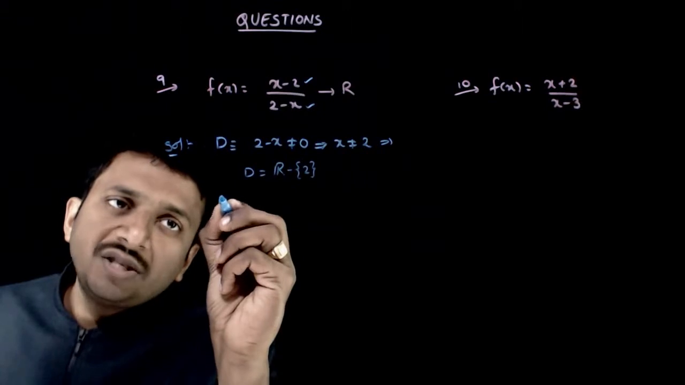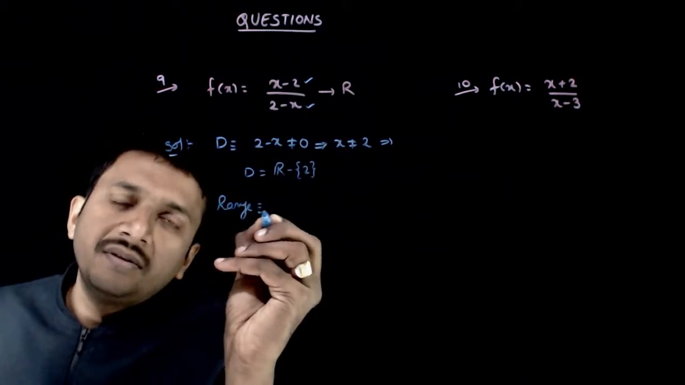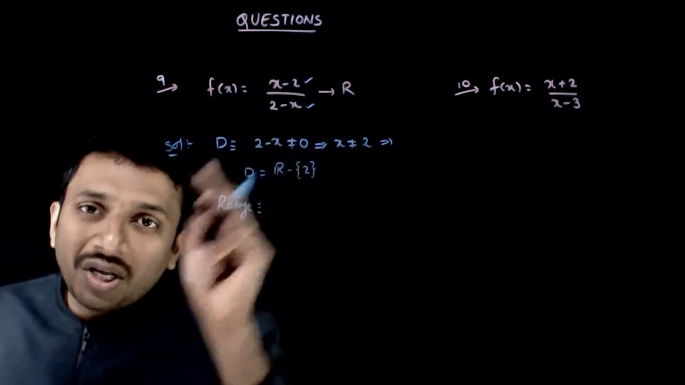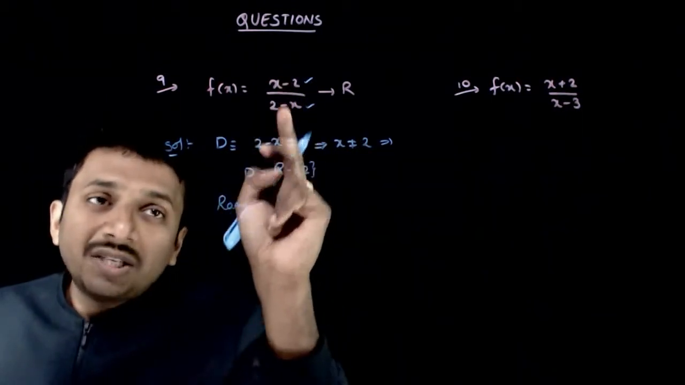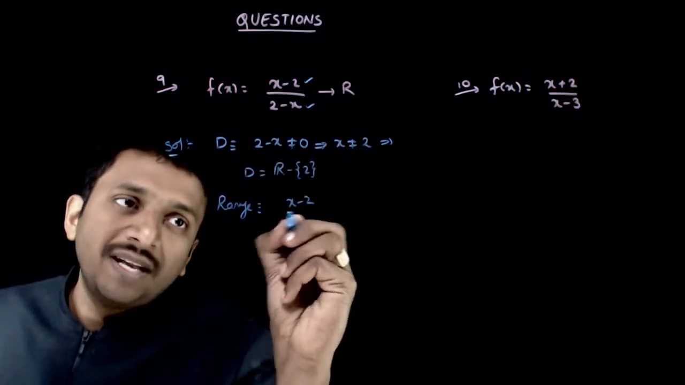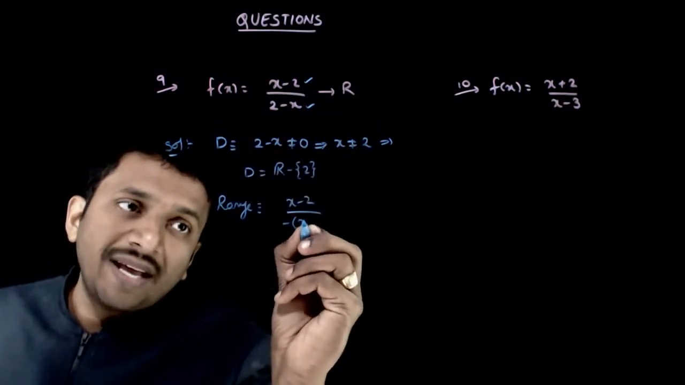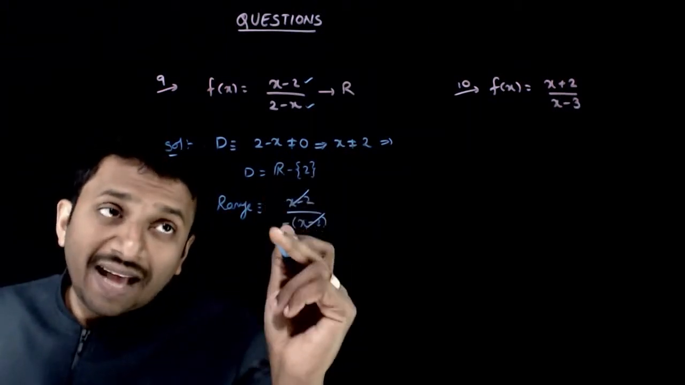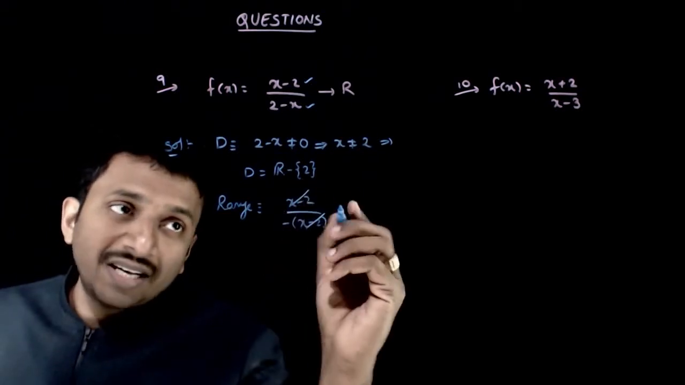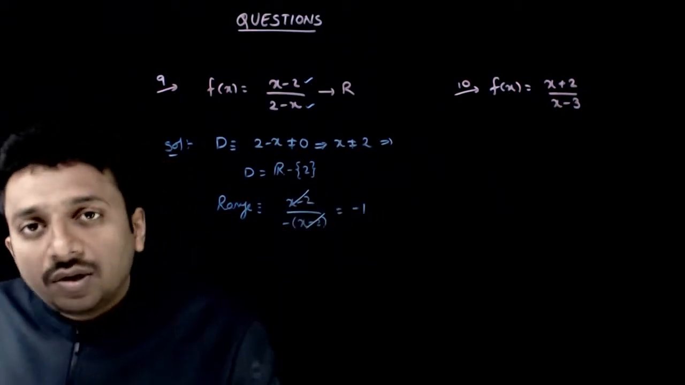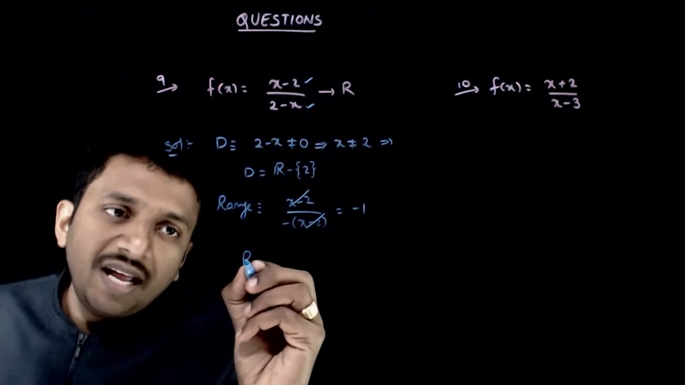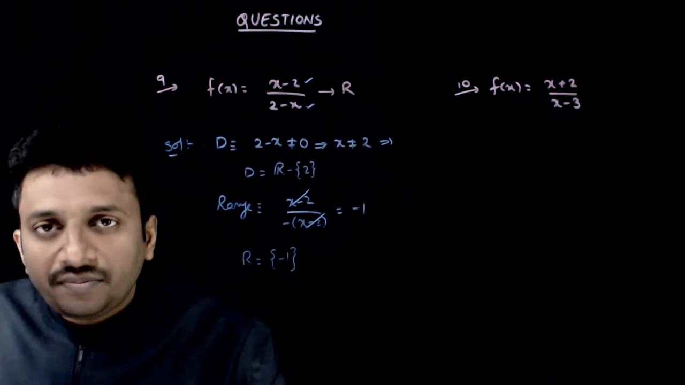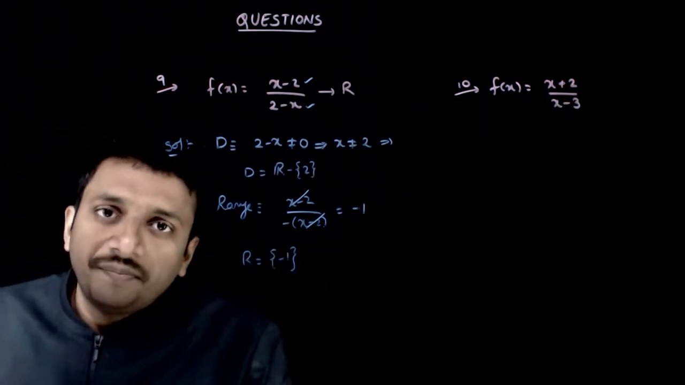And what is the range of this function? As long as x is not equal to 2, (x minus 2) by (2 minus x) can be written as minus of (x minus 2) by (x minus 2), and as long as our x is not equal to 2, these two can be cancelled out and the answer will always be equal to minus 1. That means the range of this function is always a singleton set {minus 1}. So this will be the range of this function.